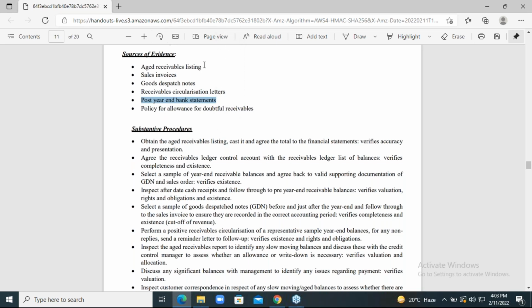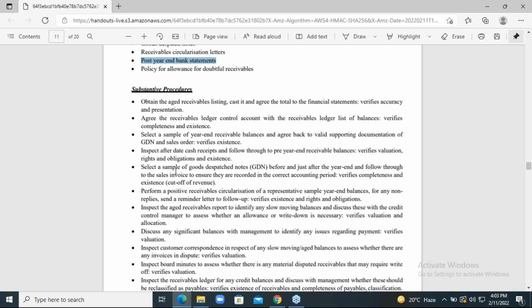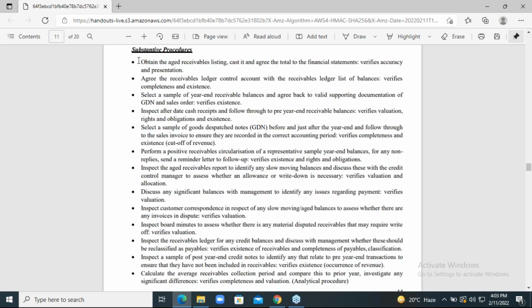Aged receivable listing is a very important document to identify slow moving receivable heads. So, substantive procedures, all these substantive procedures, you can see what we are doing. First of all, we are confirming the existence of the receivable. So if there is a GDN, if the documents show that some of the products are sold, then the receivable existence is confirmed. Then we are going to confirm it with the bank statement.